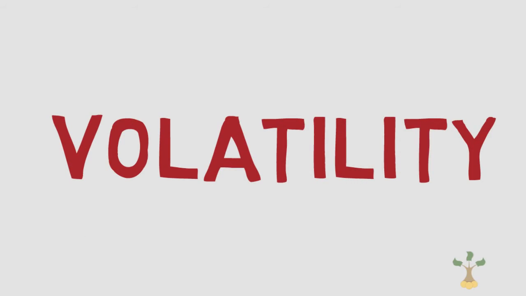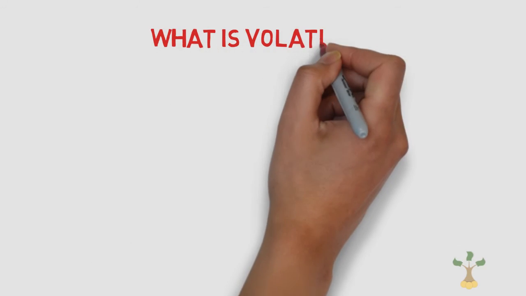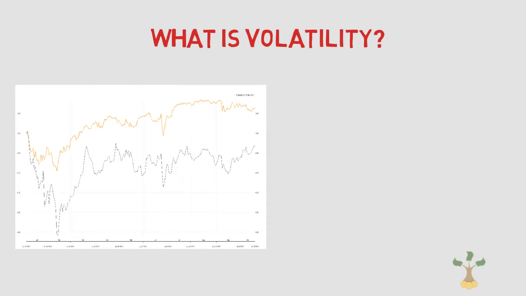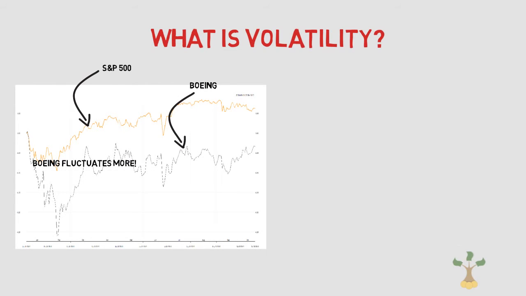In this video we are going to talk about volatility. Let's start with the question, what is volatility? To get a feel for it, let's look at the following chart. You see the S&P 500 and the Boeing stock. Take your time and look closely at the chart. You see that Boeing fluctuates more than the S&P 500. It has higher price swings. In this case, we would say that Boeing has a higher volatility than the S&P 500.